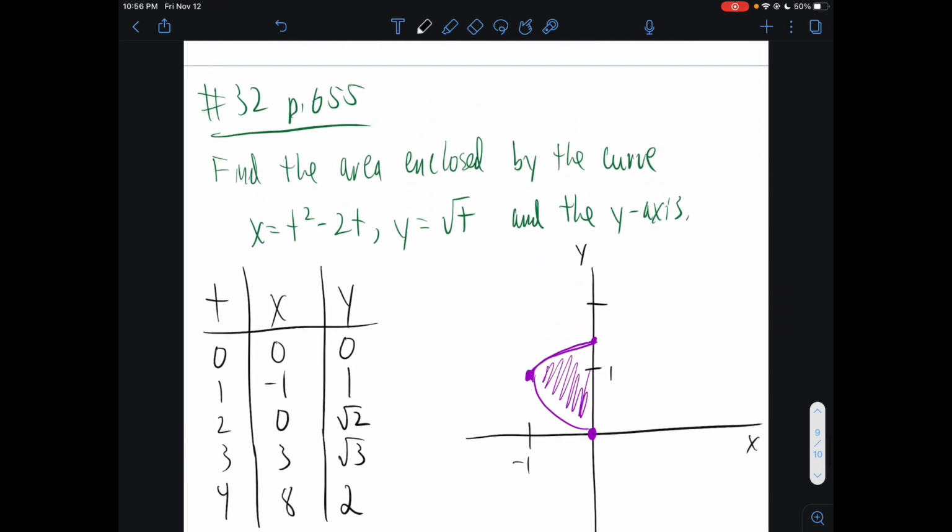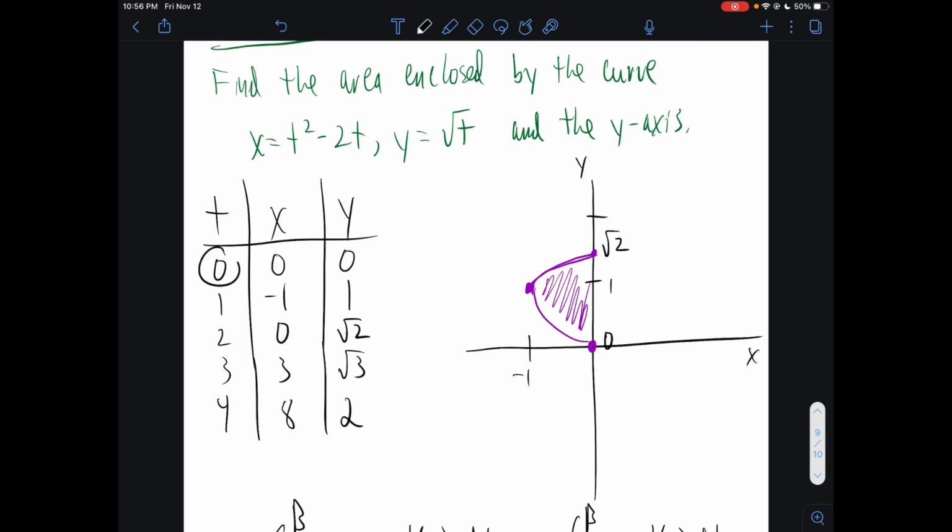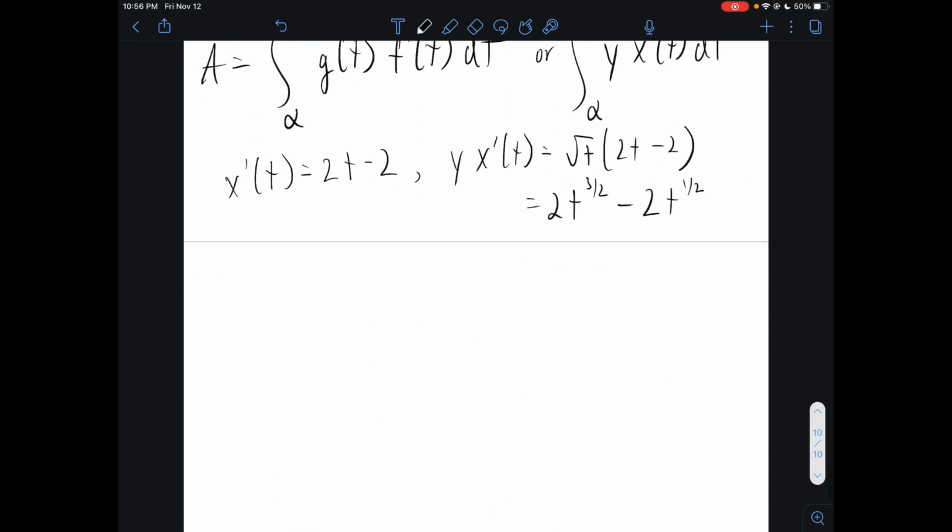So then the only thing that we need to figure out is, we know where the y values are, but what are the t values? Well, we actually already have that, 0 to 2. This whole curve creates the boundary of the curve with the y-axis as long as we have t going from 0 to 2. So our area is just the integral from 0 to 2 of 2 t to the 3/2 minus 2 t to the 1/2. And of course we could factor out the 2, but it's going to get multiplied back in anyways.